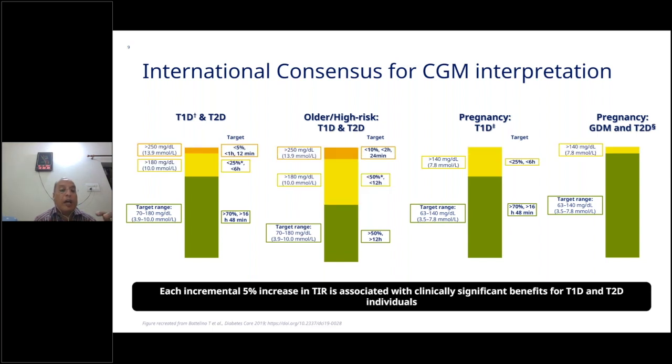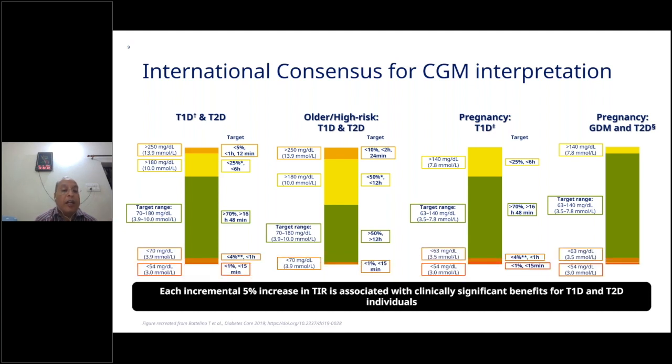And if we see the other values, less than 25% of the time values should be more than 180 milligram per deciliter, and less than 4 percent it should be time below range, that is glucose value less than 70. Similar to HbA1c, where we now have targeted HbA1c for different populations, in elderly individuals who have long-standing diabetes, or in type 1 and type 2 who are at very high risk of a future cardiovascular event, their TIR is more than 50%, while time below range is less than 1%.